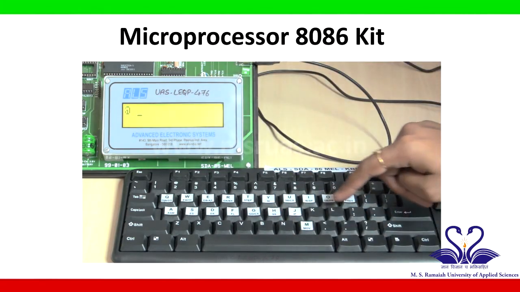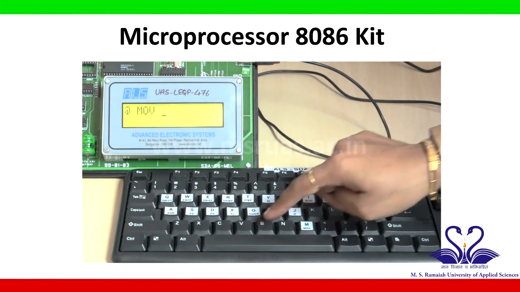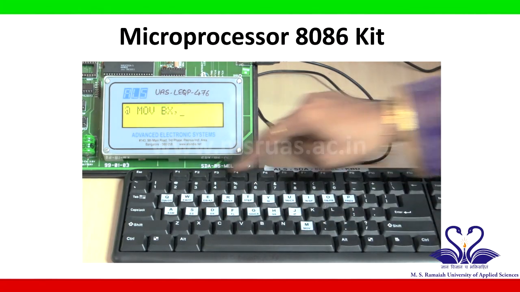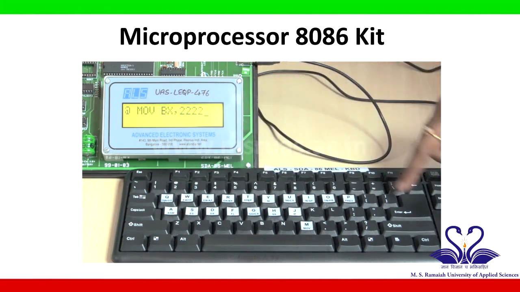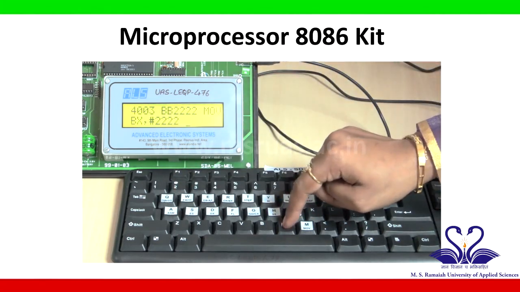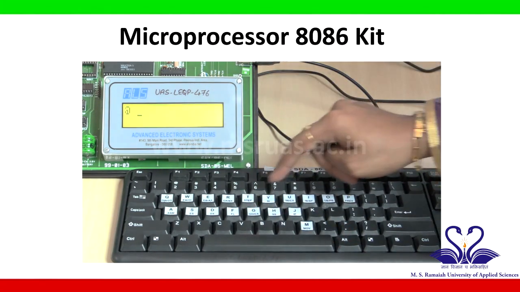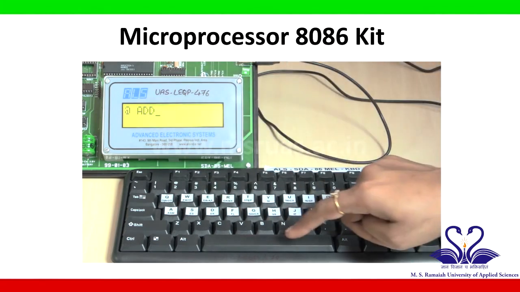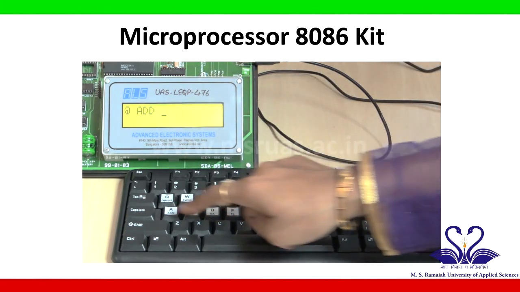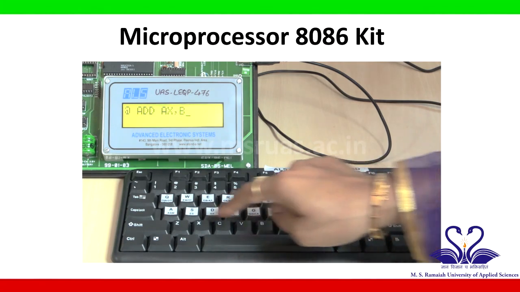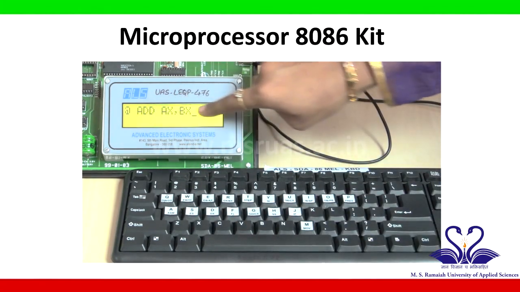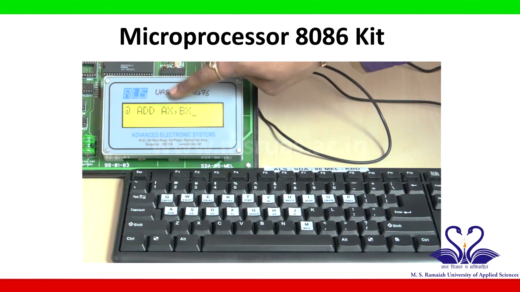Then MOV BX, 2222. Enter. Give N till you get @. Then the add instruction has to be given: ADD AX, BX. According to this instruction, whatever the contents of AX and BX are, both will be added up and will be stored in AX register.